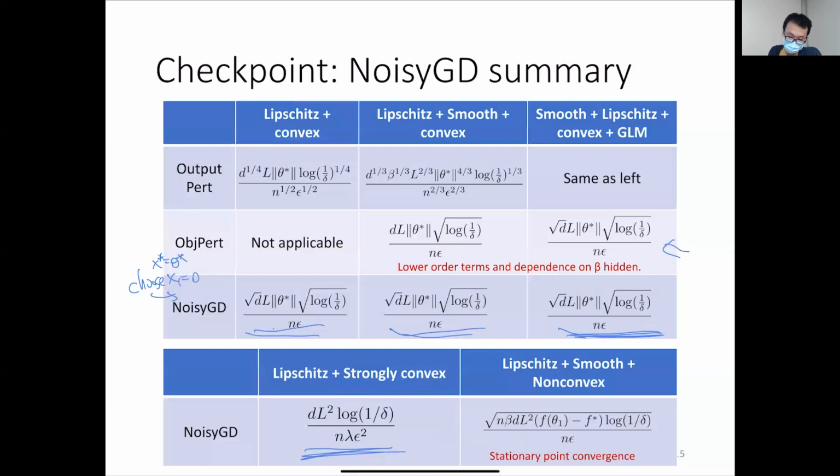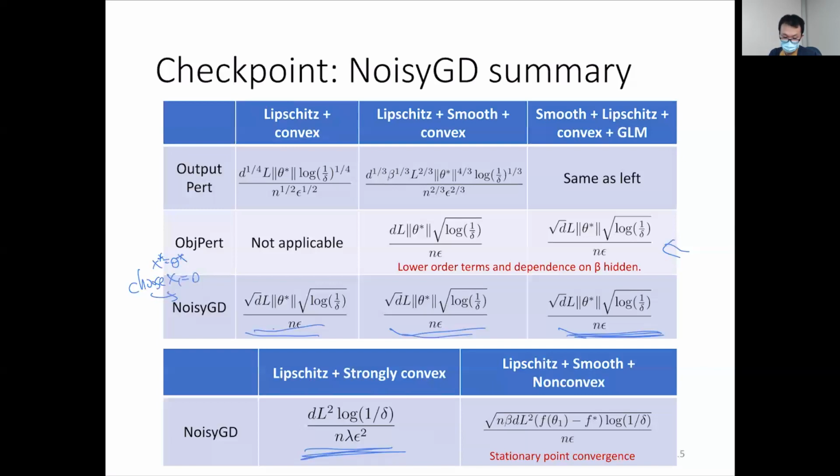We didn't talk about this, but objective perturbation can also get this for the generalized linear model. But for the Lipschitz and smooth cases, without the generalized linear model assumption, some additional dependence on the dimensionality is required for objective perturbation. But noisy gradient descent is just a matter of changing the learning rate slightly from when we run it on the general convex problem and the convex smooth problems.